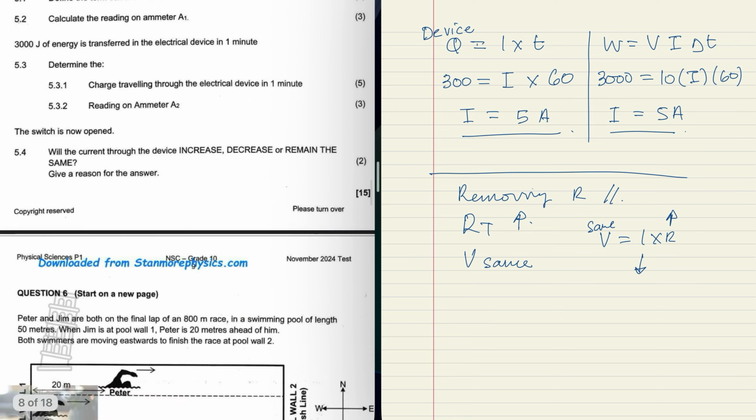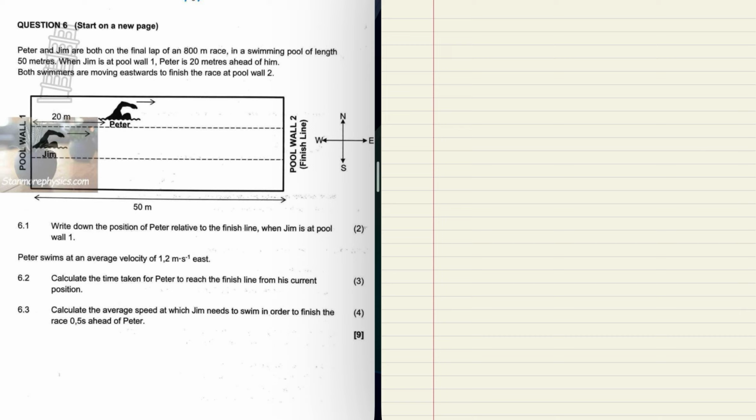Peter and Jim are both on the final lap of an 800-meter race in a swimming pool of length 50 meters. When Jim is at the pool wall 1, Peter is 20 meters ahead of Jim. Both swimmers are moving eastward to finish the race at pool wall 2. Okay, so we've been given a diagram here. Question 6.1, write down the position of Peter relative to the finish line when Jim is at pool wall 1.